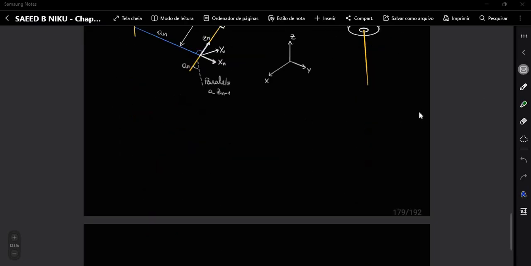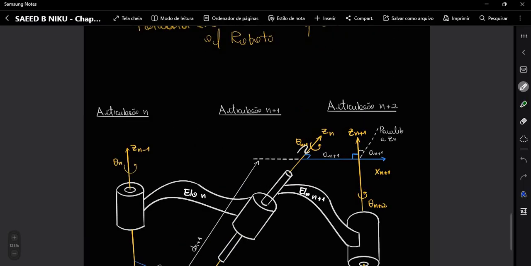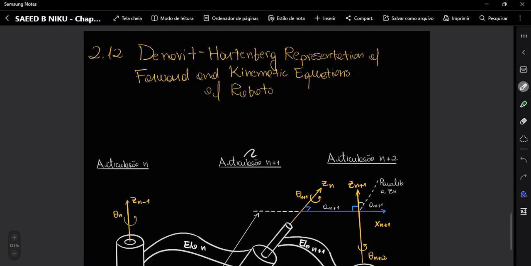So let me just introduce to you this technique, this method, which is Denavit-Hartenberg. Actually, Denavit and Hartenberg: Denavit was a physicist and professor, his name was Jacques Denavit, and Hartenberg was a mechanical engineer.